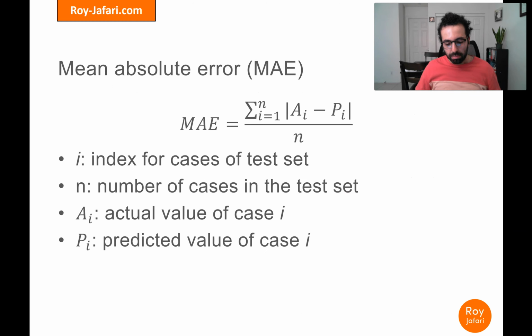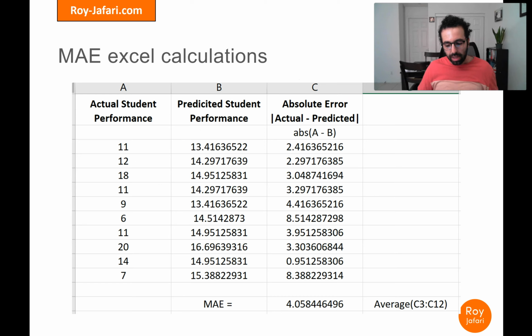The first one is mean absolute error, and this is the formula. So we have the actual number minus the predicted value, and you take the absolute value of that, and then you sum over all of the members of the test set, and then divide by n. That's mean absolute error. And the Excel calculation of that is here. You calculate the absolute difference between these values, and then you calculate the average of them, and that's how you would get the mean absolute error.